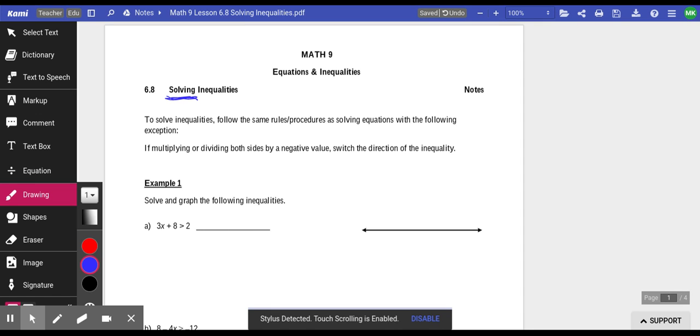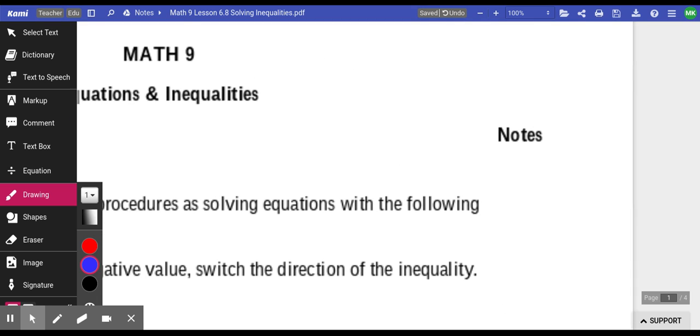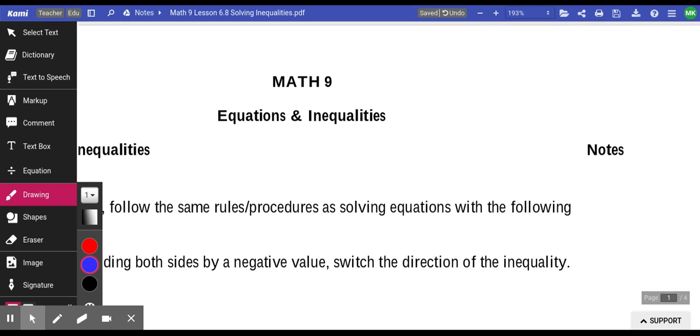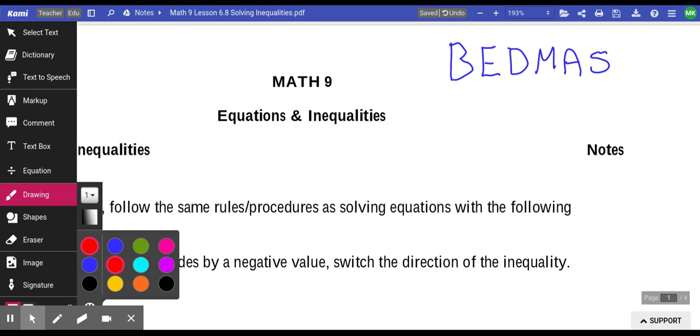When we solve an inequality, it's going to be the same process as solving an equation. So to solve an equation, you want to go back to lessons 6.1, 6.2, 6.3. We did all different kinds of solving an equation, but we talked a lot about BEDMAS. BEDMAS is our order of operations, and I like to refer to doing BEDMAS in reverse. So when we're solving, we actually do BEDMAS backwards. We start here and we move that way.